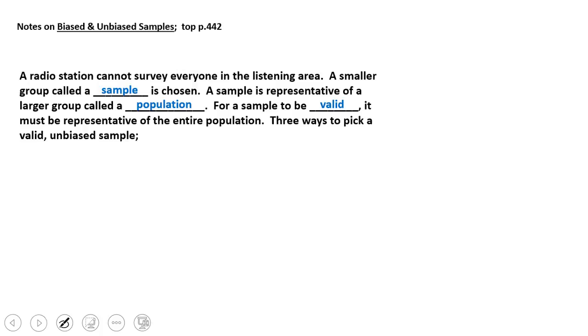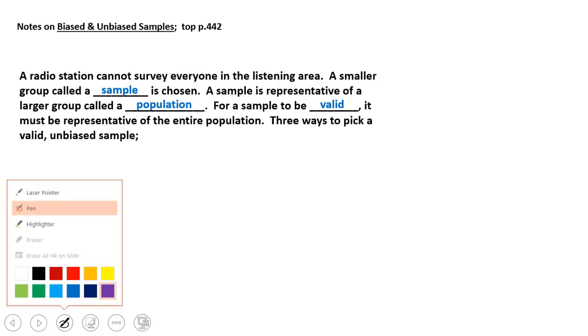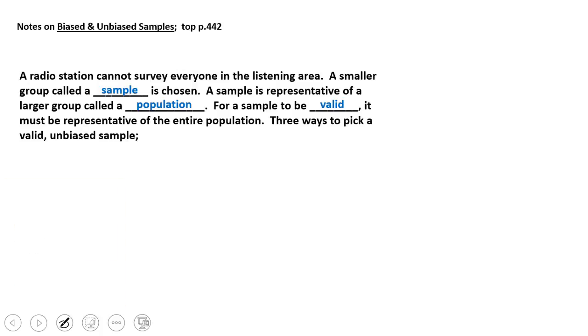Now, ladies and gentlemen, Mr. Ross made a mistake, so I'm going to ask you to squeeze a couple things in right here. There are actually 3 things that make a sample valid. The first one, yes, it has to be representative of the population. That is important. So I need you to squeeze in here and draw an arrow.